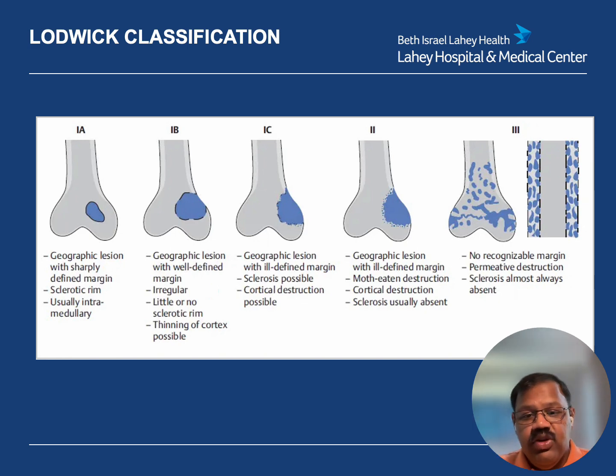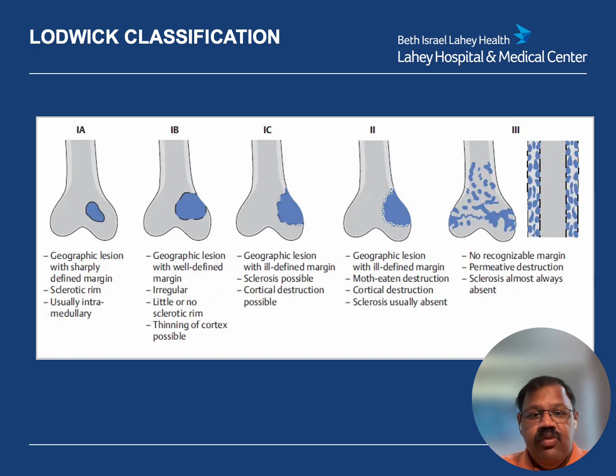Type 2 lesions are generally considered moth-eaten lesions, and so these are often geographic borders, but they have very poorly defined margins. There's usually destruction in multiple foci, and there's usually cortical destruction as well. There's oftentimes no associated sclerosis whatsoever.